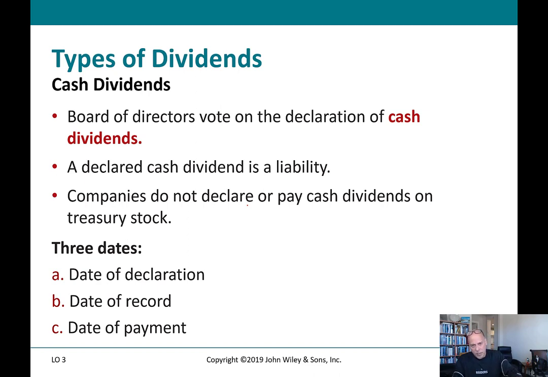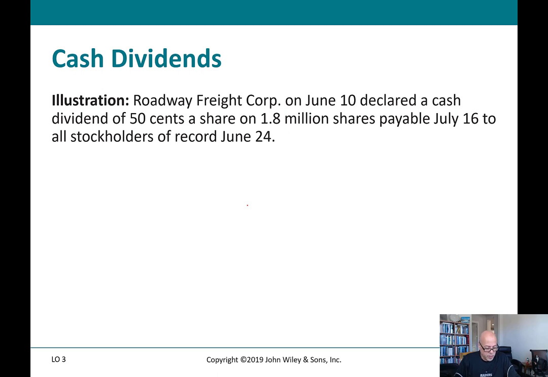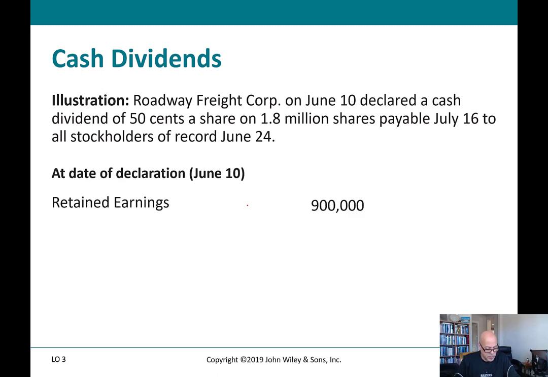And then, of course, on the date of payment, we'll debit the dividend payable and credit cash. Okay, and that's what's illustrated here. It's 50 cents that's going to be paid on each share, on 1.8 million shares. They don't say here the shares outstanding. I could give you a question where I tell you the number of shares authorized, issued, and outstanding. The dividend, even though they're not saying it here, would be paid on these 1.8 million shares. That's what's considered to be outstanding. Okay?